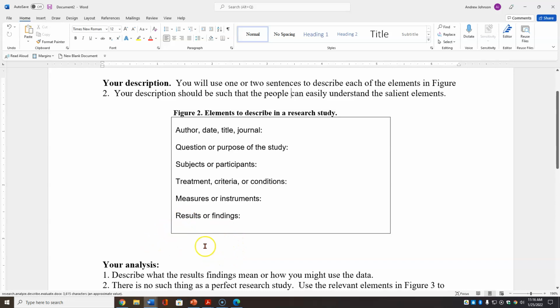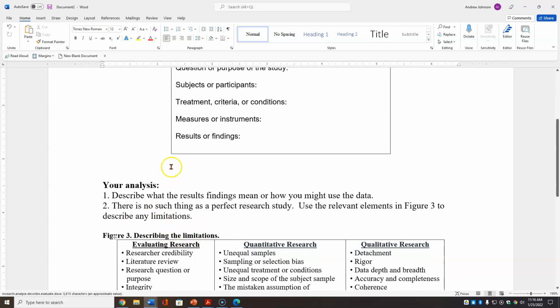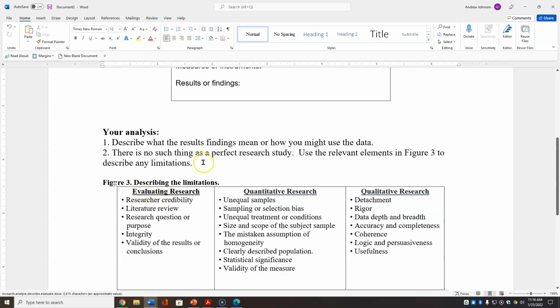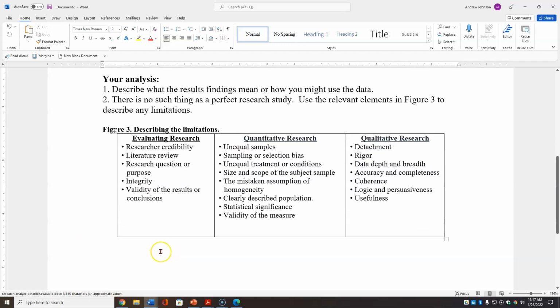These are the elements. Knowing these elements in describing a research study will also help you in reading a research study. Then your analysis: here's where you describe what the results or findings mean or how you might use them. Based on this, this is where you are able to put some of your ideas, where you interpret the findings. And there's no such thing as a perfect study. Use the data here to describe limitations and to be a responsible consumer of educational research.